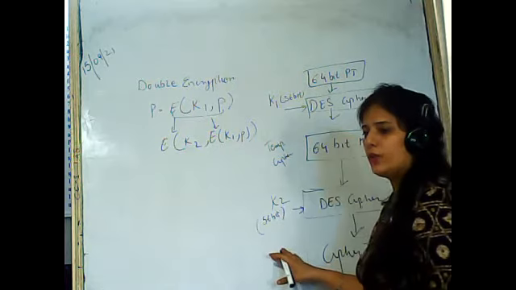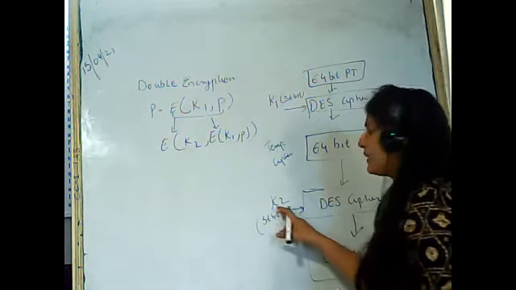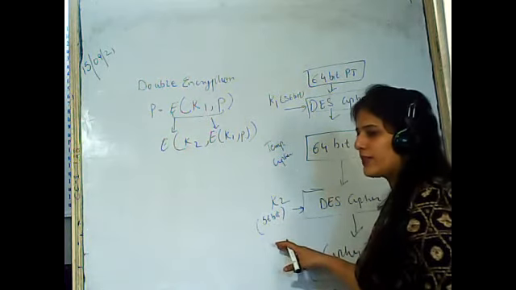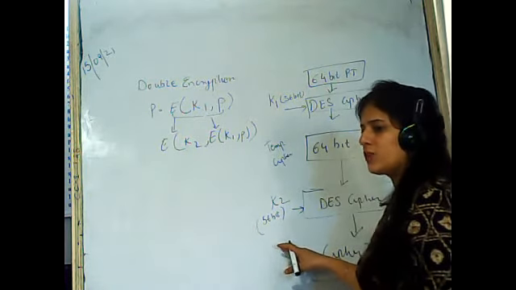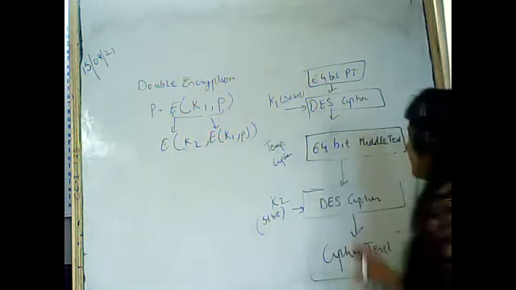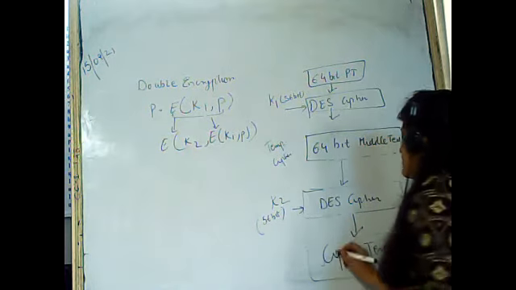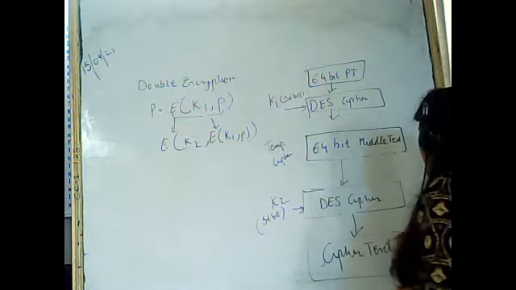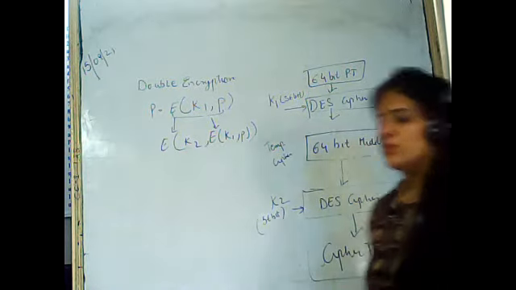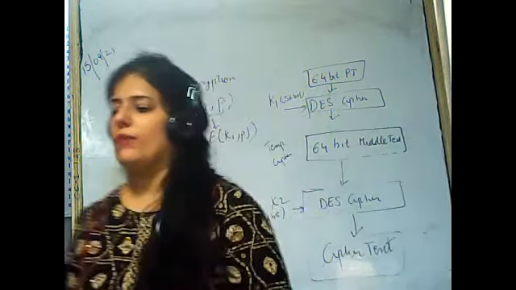but using a different key, which is known as K2, and again it will be of size 56. Finally we will get the cipher text. So this is how double DES will work.